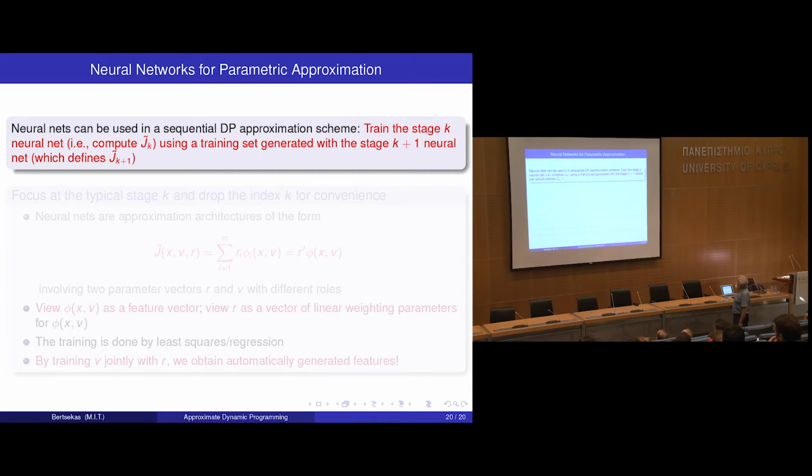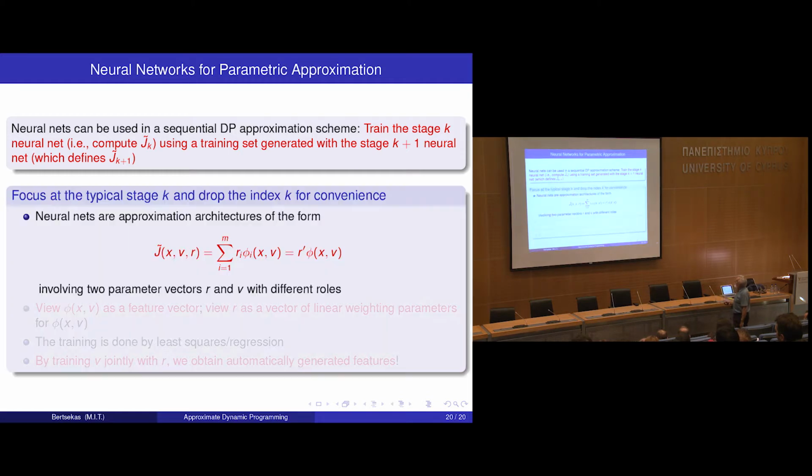Okay. So let's talk about neural networks as an introduction. You can use neural networks in this sequential training scheme. Starting from the end, compute a weight vector for a given stage, and then go back one stage and solve a regression problem and compute the next set of weights and so on. So we train the stage k neural network, compute J tilde k using a training set generated with a stage k plus 1 neural network, which defines J tilde of k plus 1.